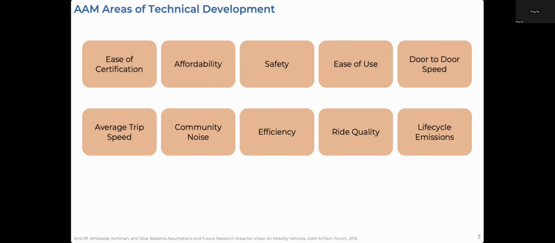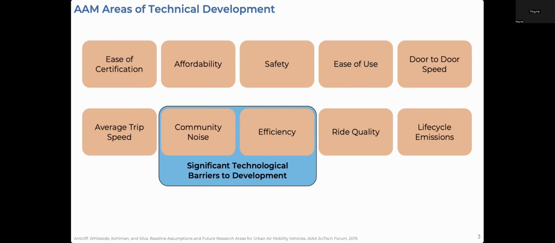In recent years, there have been studies into technical development necessary for advanced air mobility, and these are 10 areas that were identified by NASA back in 2019, and they range from ease of certification and affordability to ride quality, life cycle emissions, and safety. But there are two that were seen as truly significant barriers to technical development: community noise and vehicle efficiency. This is what I focus my PhD work on, and I'll present on just some of the results today.